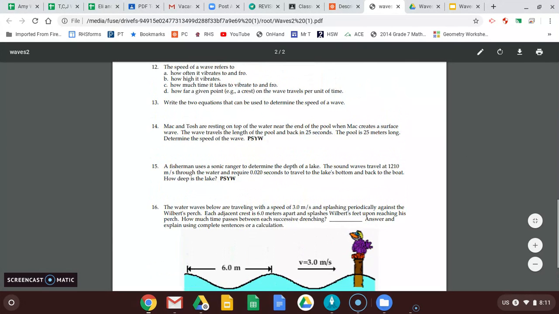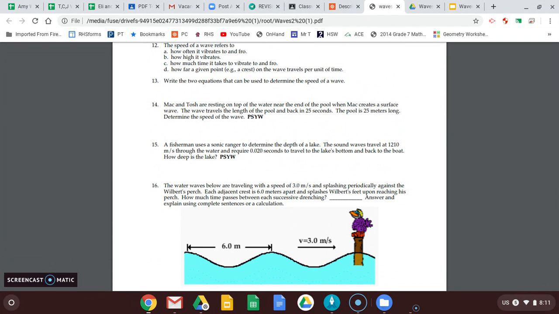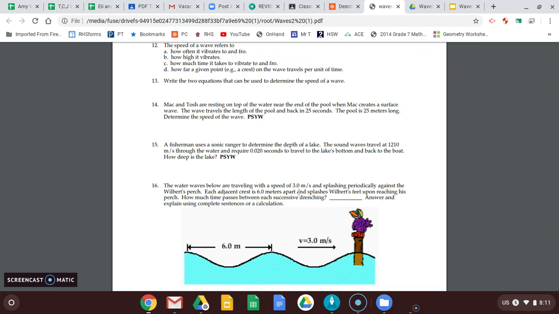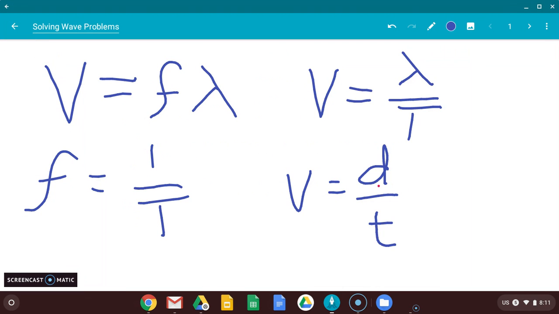Hey guys, we're going to go over the three problems at the bottom of the last study guide that hopefully you tried, and then you'll be assigned a few more in a Google form here that are similar. So I'm going to start by reviewing the possible four equations we have that deal with this stuff.